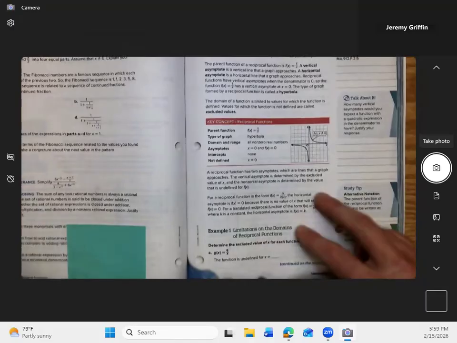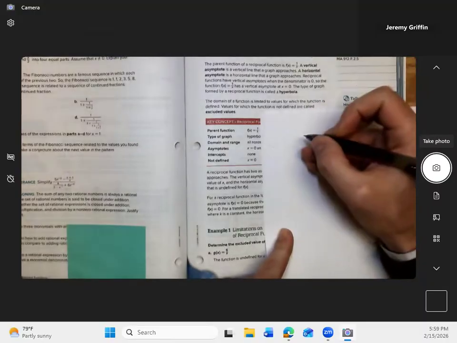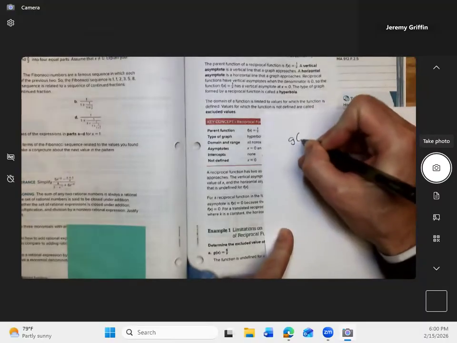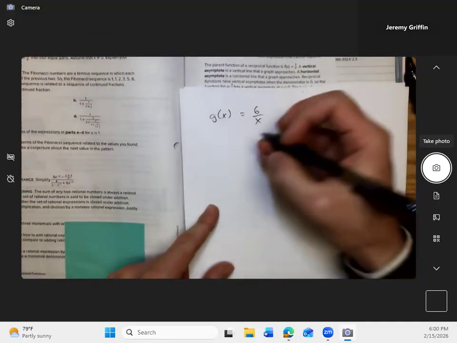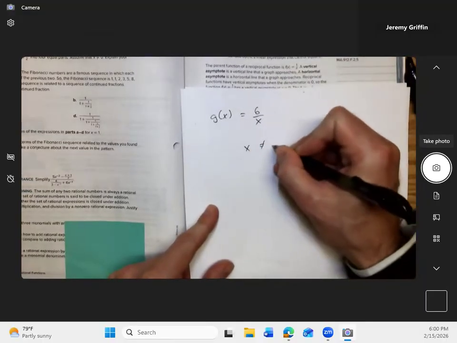Example 1, limitations on domains of reciprocal functions. Remember, if you look for a domain restriction, you're not allowed to divide by 0. In other parts of this book, maybe you're not allowed to take the square root of a negative, but for this section, it's that you're not allowed to divide by 0. So we have g of x equals 6 over x. If they're just looking for a domain restriction, I would say that denominator is not allowed to be 0.